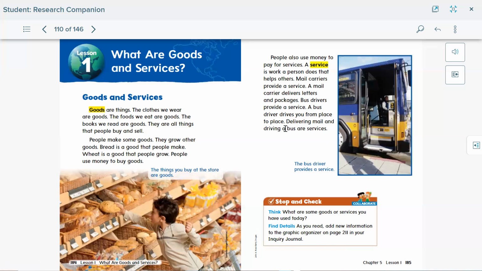So now we have the difference, that goods are what you go and buy at the store or order online and you pay for it, and services are such as the bus driver or delivery, that they deliver your mail, the mail carrier. All right.